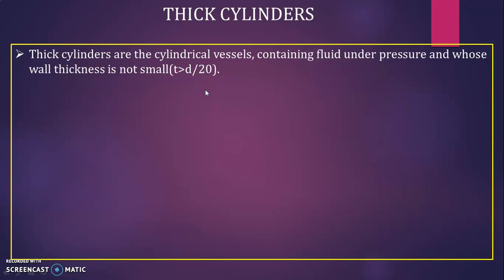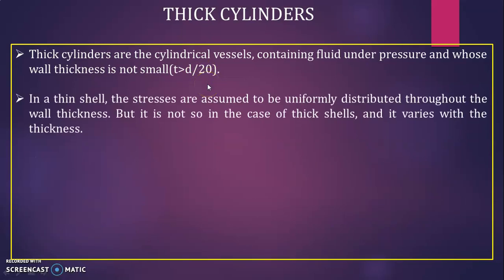In the case of thin cylinders, the thickness was less than D divided by 20, but here the thickness is greater than 1/20 times the diameter. In a thin shell, the stresses are assumed to be uniformly distributed throughout the wall thickness, but it is not so in the case of thick shells, and it varies with the thickness.